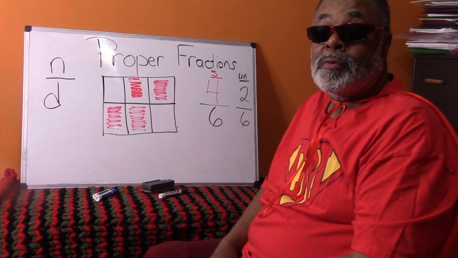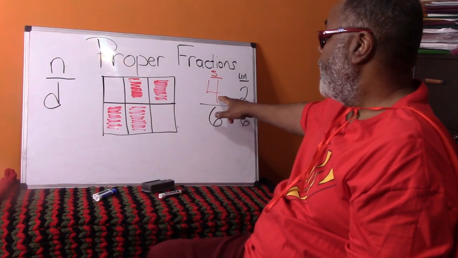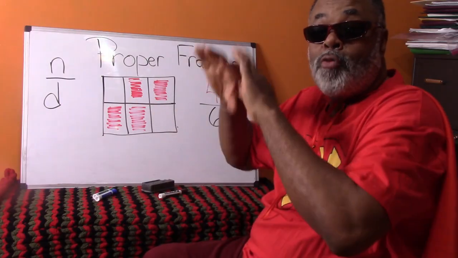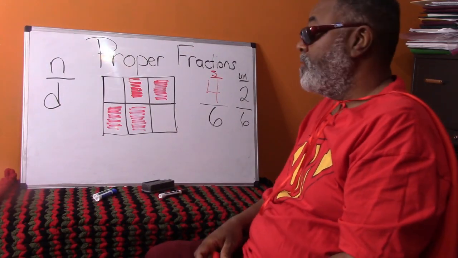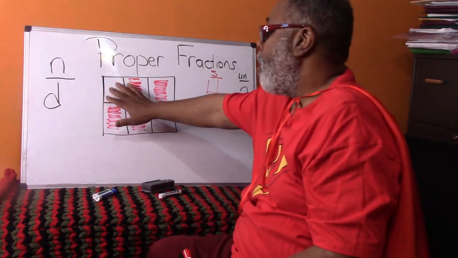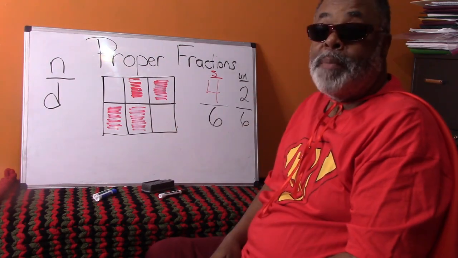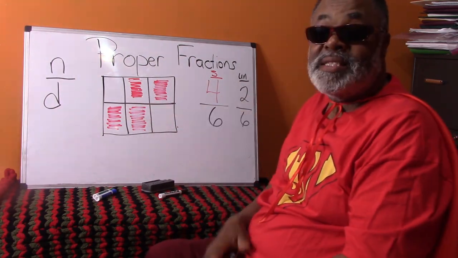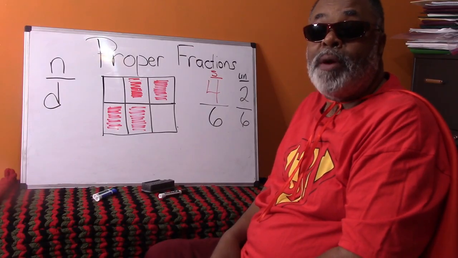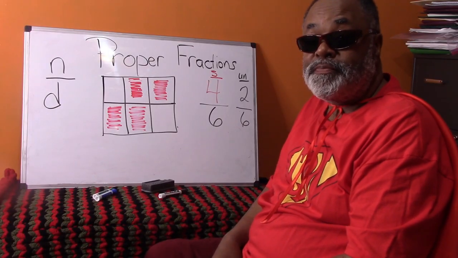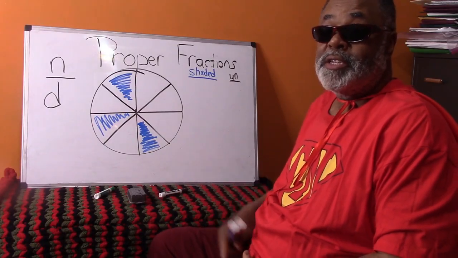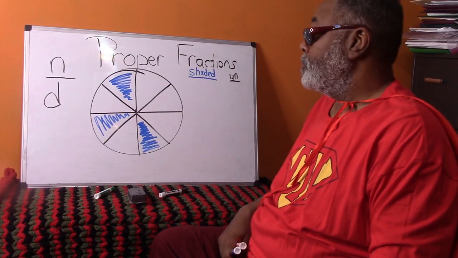That's a proper fraction. The shaded and the unshaded are each less than the whole thing shaded. Because if the whole thing was shaded, all of these would be shaded. But because the shaded and the unshaded are less than 1, that represents a proper fraction. Here's another example of a fraction. I use a circle this time.